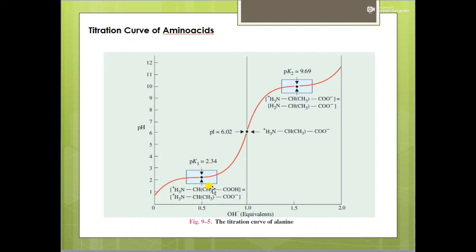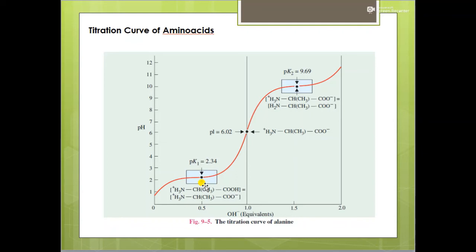And so the midpoint of this titration, where the two forms are in equal concentration, means that the pH is their pKa value. Okay, so this is pK1. And for alanine, the pH at the midpoint is 2.34. Thus, its COOH group has a pKa of 2.34.